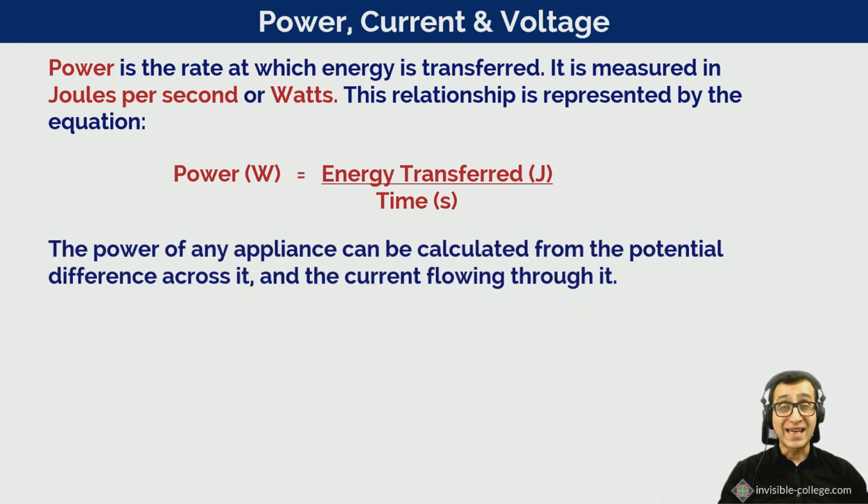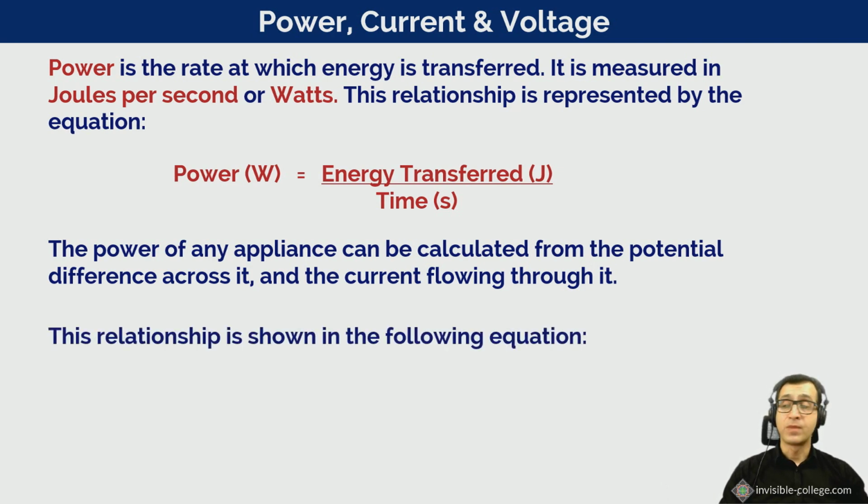So the power of any electrical device can be calculated from the potential difference across it, the voltage, and the current flowing through it. So the relationship is shown in this equation. So this is a specific equation which relates power to quantities concerning electrical circuits.